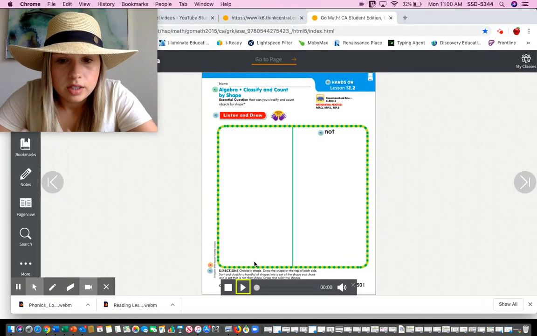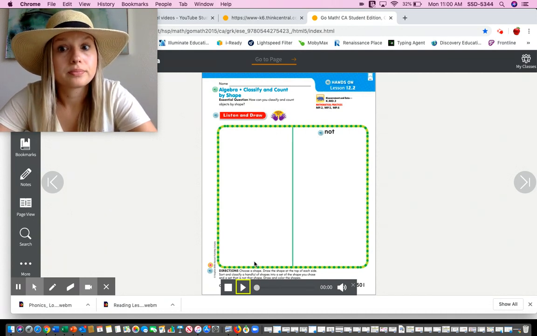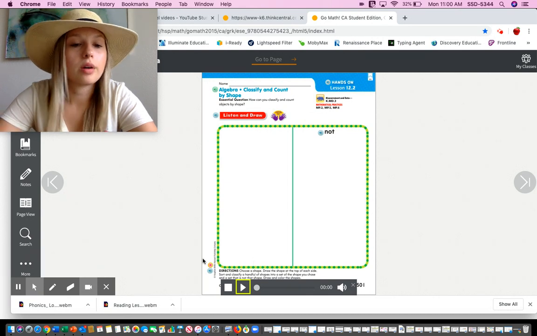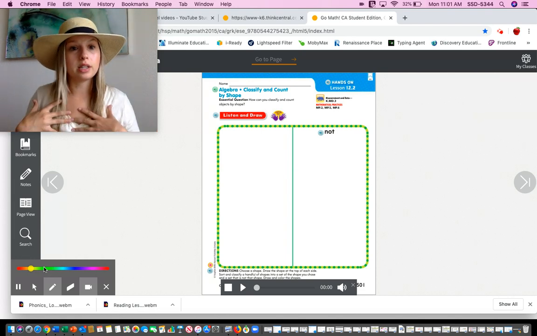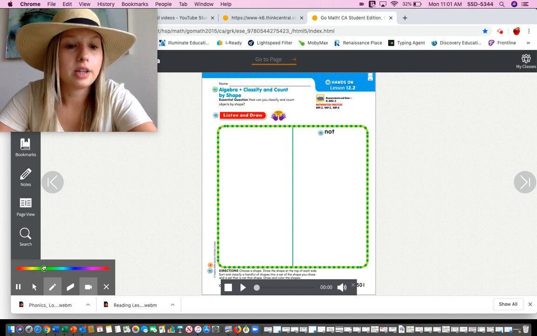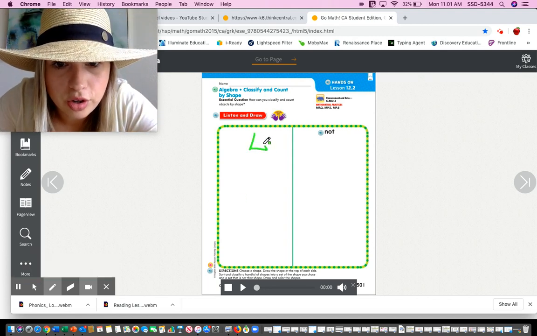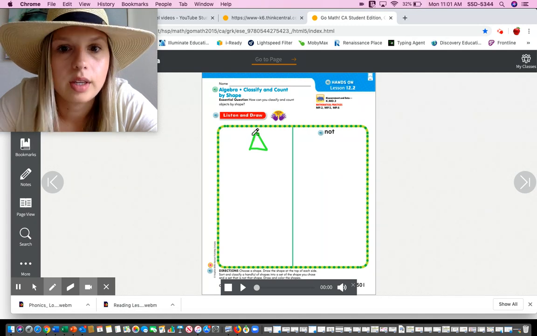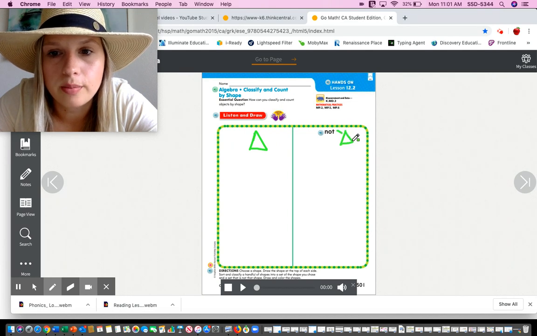Okay. So now we're going to draw. We're just going to draw shapes. If you have shapes at home, you can use shapes. Miss Paulino has 3D shapes, and I don't want to use those. So we're just going to draw. Take your pencil. We're going to draw triangles. So I'm going to draw a triangle here. Can you draw a triangle here? And on this side, we're going to do not a triangle. So draw a triangle and put a big X.